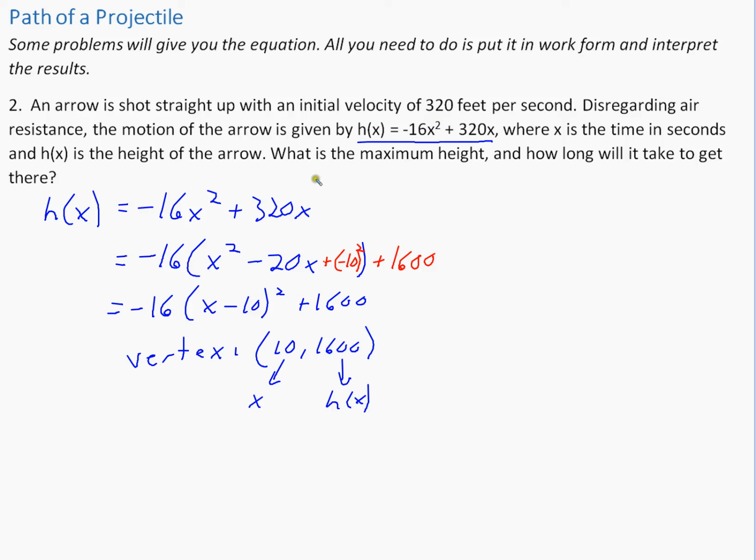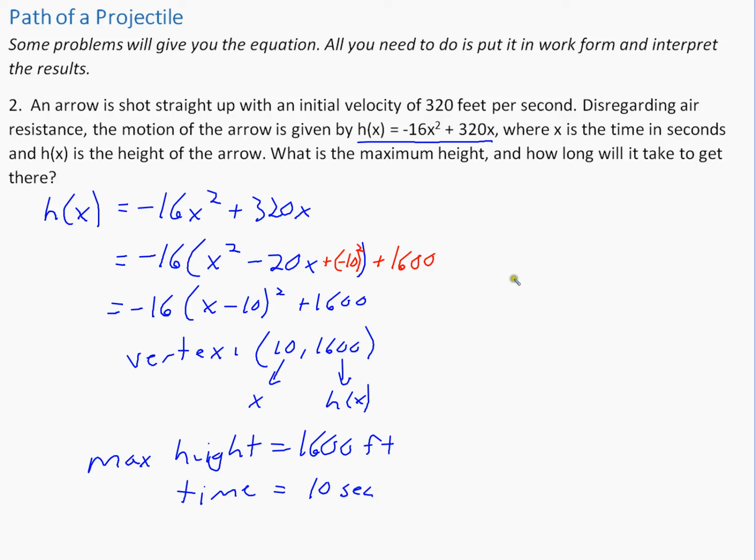It says, what is the maximum height? Well, this 1600 is the maximum height. And what's the time it takes to get there? So this is 1600 feet, I believe this is in. And the time that it takes to get there is our x value, because x is the time in seconds, and we see at the vertex it's at 10 seconds, so 10 seconds.